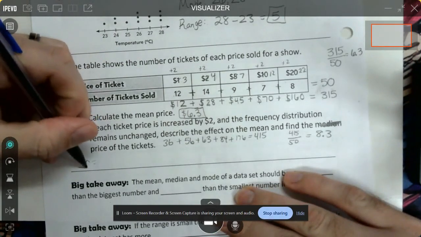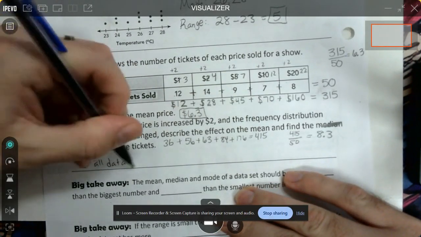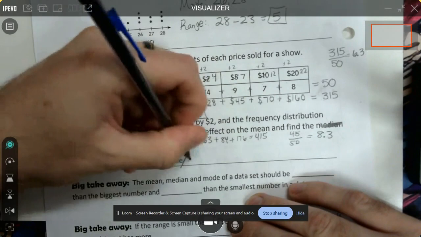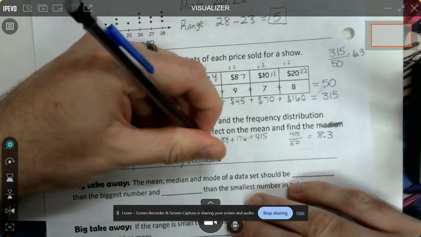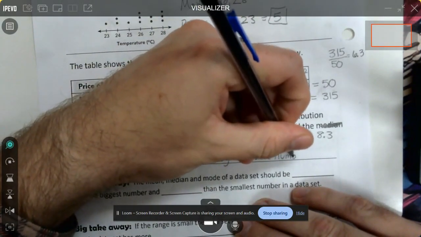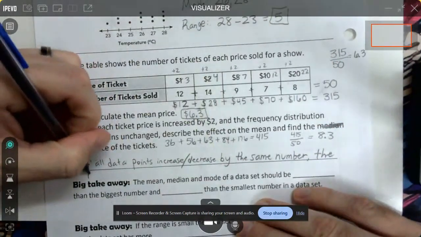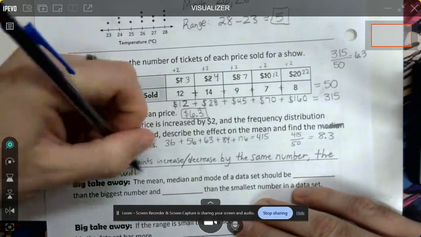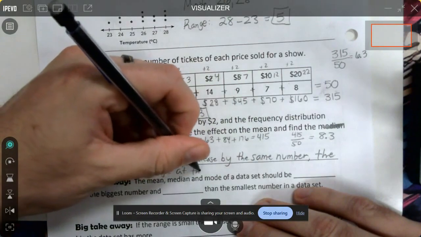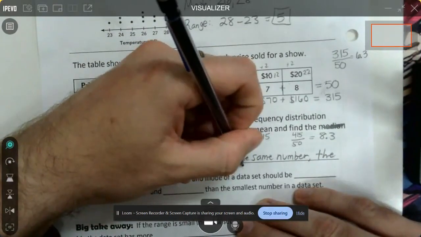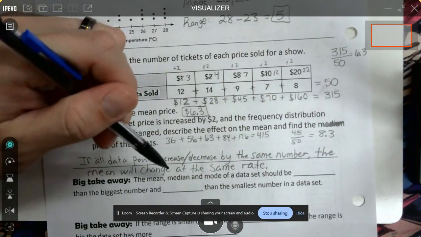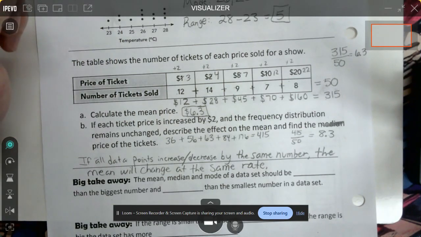So if all data points increase or decrease by the same number, the mean will change at the same rate. So if all data points go up or down by the same number, the mean will also change at the same rate. Okay. All right, big takeaway.